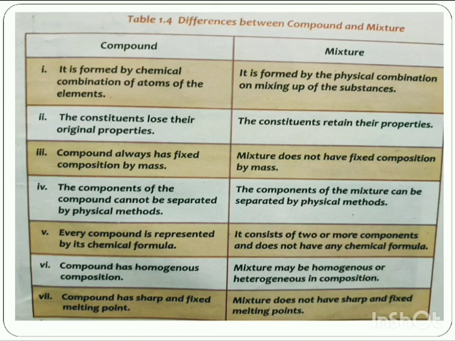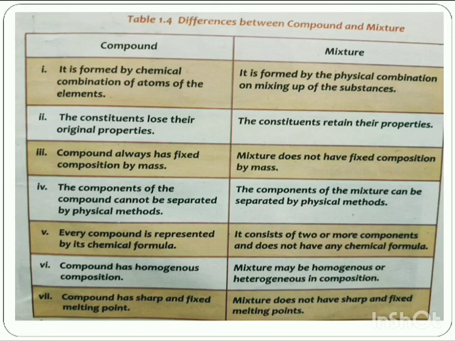A compound has a sharp and fixed melting point. By a sharp and fixed melting and boiling point, we mean that the melting and boiling point is always the same. It does not change, as you know that the boiling point of water is 100 degrees centigrade. So the boiling point never changes. But a mixture does not have sharp and fixed melting and boiling points. Their melting and boiling points vary. They can change. They are not fixed.